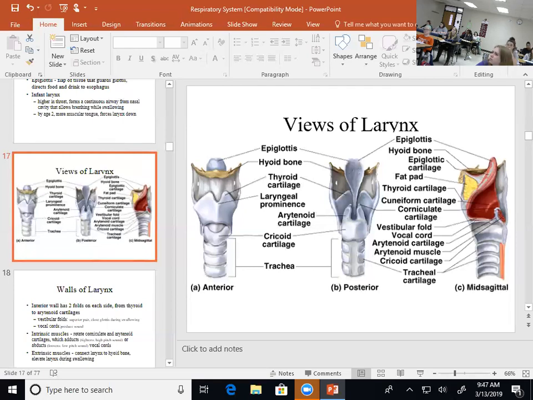These are the pictures, anterior, posterior, mid-sagittal, of the structures of these C-rings. You see these C-rings, the posterior view, the cartilage, and then also the epiglottis, how important this is. Because I've gotten to this, let me go ahead and tell you this.